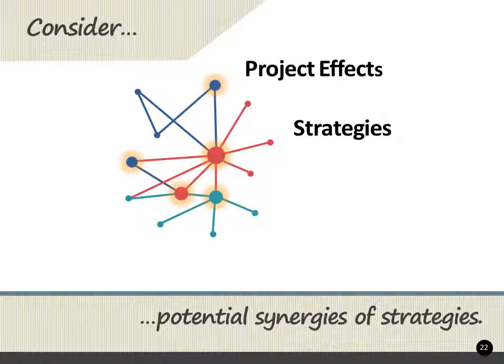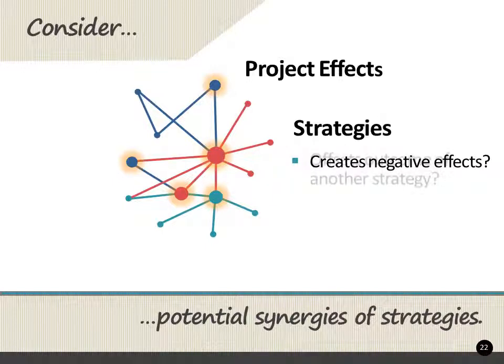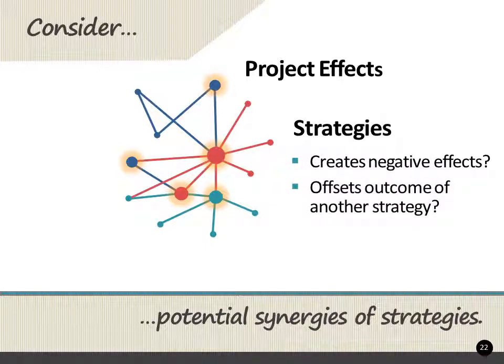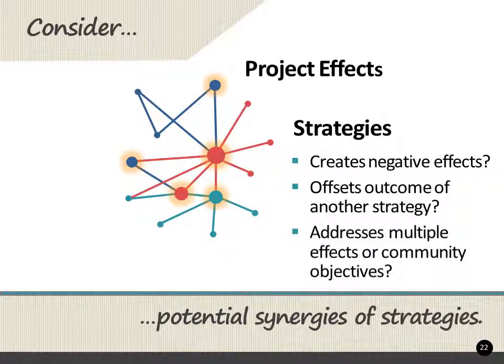Like project effects, a strategy to address an effect can also be perceived as positive and negative. When devising strategies, consider how the strategy might create other negative effects. For instance, a wall constructed to reduce project noise levels in a neighborhood could also present a barrier to walking or biking. One strategy could compete with another strategy's positive outcome, or possibly address multiple effects or community objectives. An example of this would be new crosswalks to support pedestrian mobility that also work in favor of community cohesion and accessibility to a nearby shopping district.